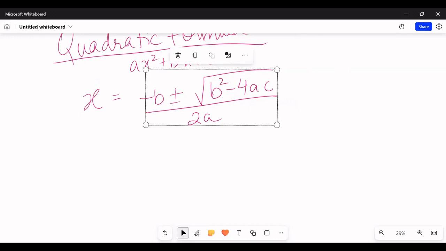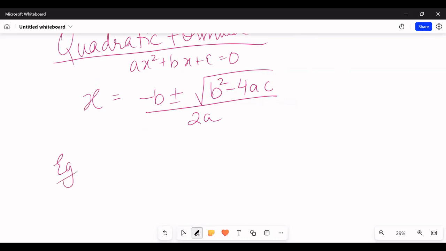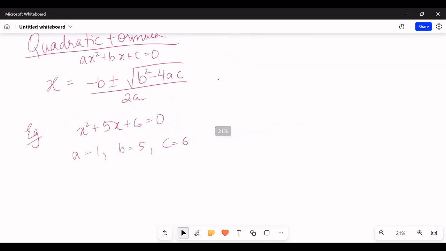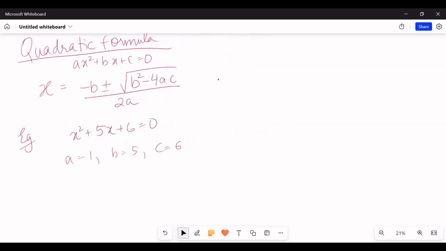Now you must be wondering where to use it. Yes, take the same example that I've taken earlier. I'm going to apply the quadratic formula in this equation. So identify a, b, c. A would be 1, b would be 5, and c would be 6. Just insert all the values in the above formula.